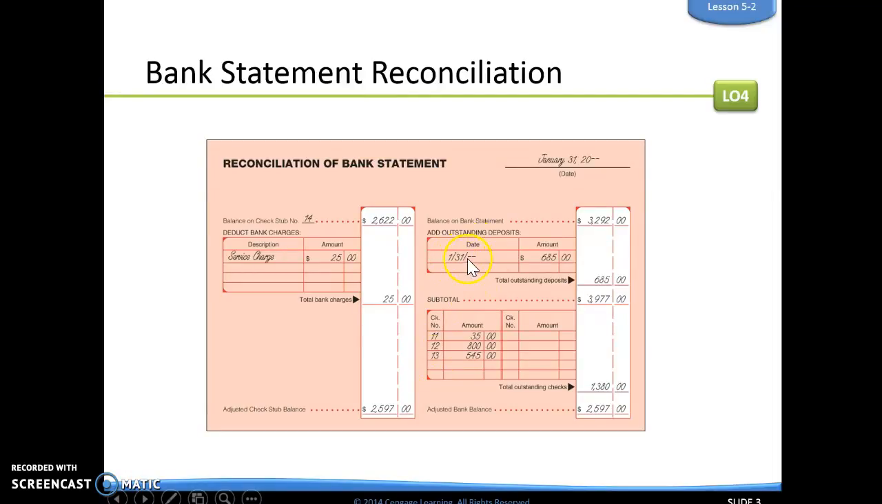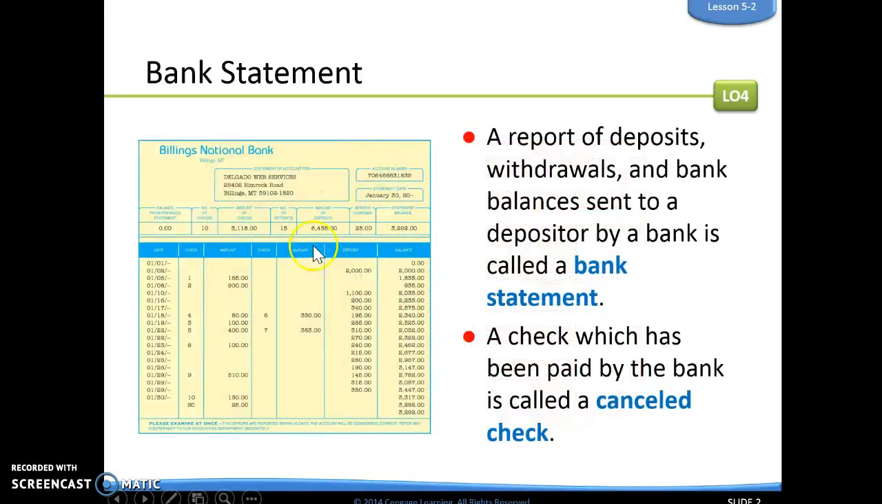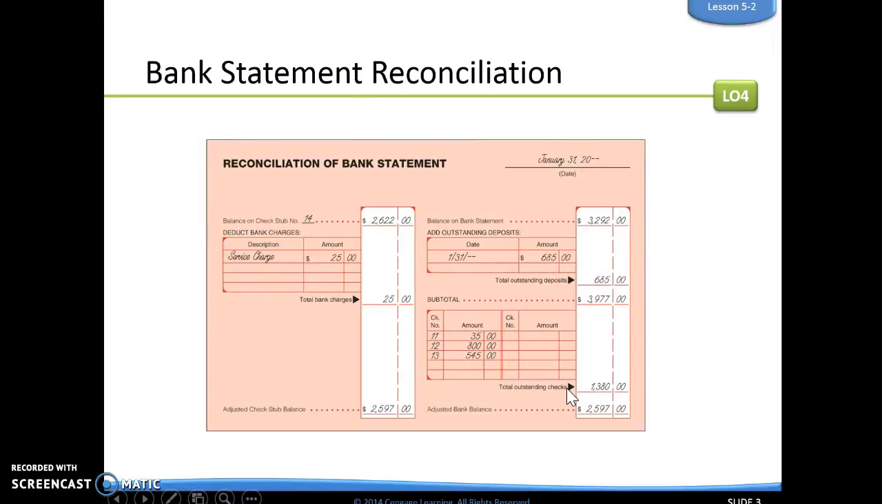Also, when we look at this outstanding deposit, the one that did not appear was the one that was made on January 31st. So if I go back to my bank statement, notice I don't have a January 31st on here. It has not gone through the bank yet, therefore it is an outstanding deposit.